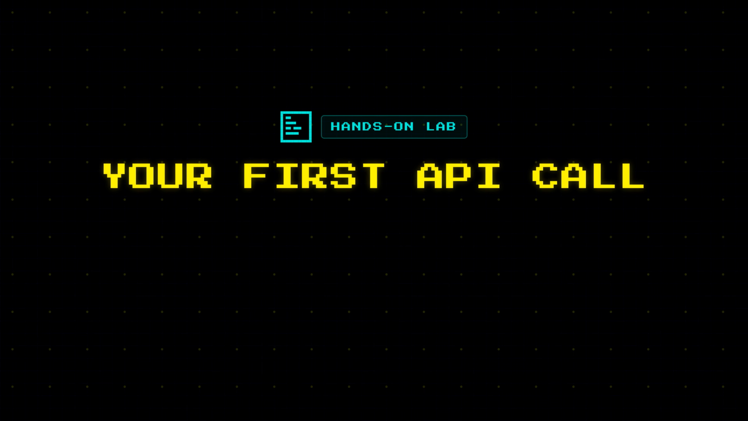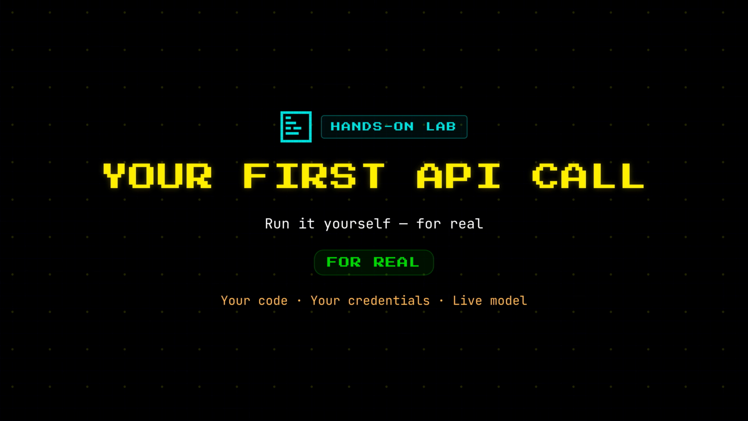You've seen the code. You know what every line does. Now it's time to run it yourself. In this lab, you'll take the exact program from the last lesson, the 7 lines that call an LLM, and run it with a real API key in a real terminal. No simulations. Your code, your credentials, a live model responding.